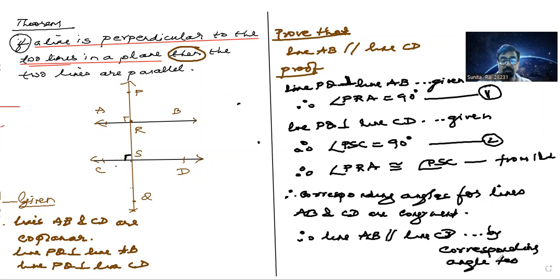So such a simple theorem. I hope people understood. If a line is perpendicular to two lines in a plane, the line is perpendicular to the same two lines in a plane, then the two lines are parallel. Got it? A very simple theorem, children. Okay. Now we go to the last of the theorems, children.